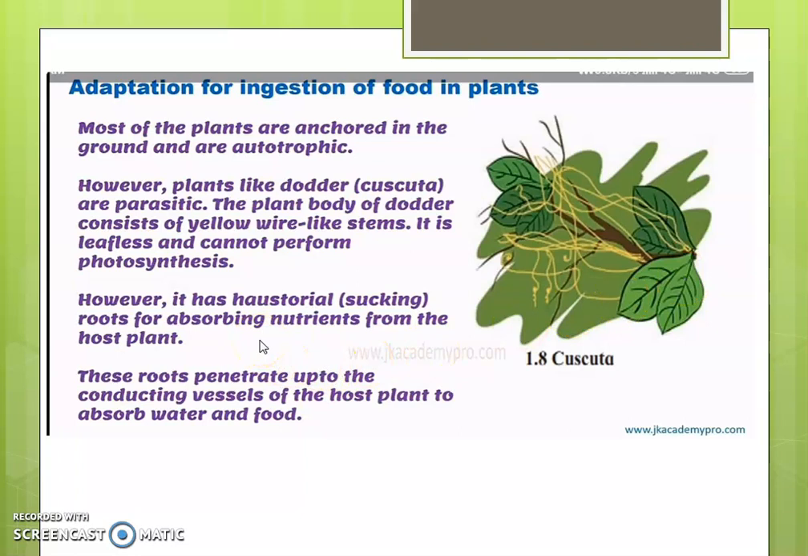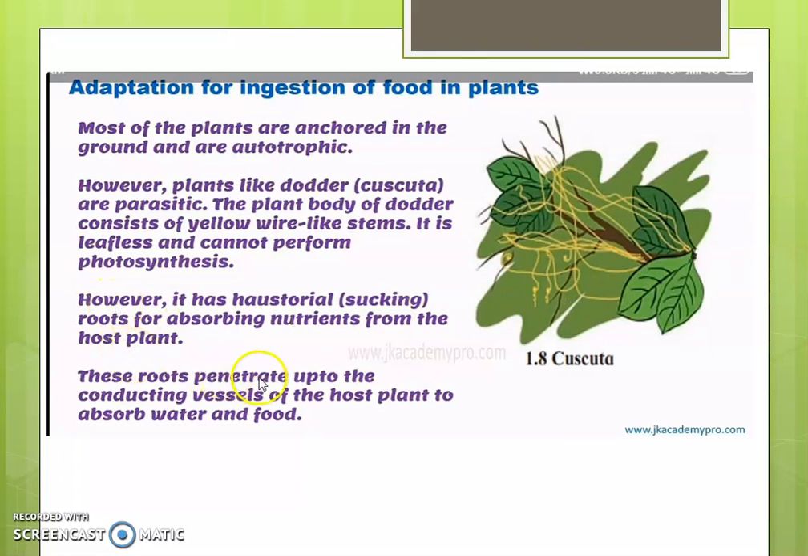However, it has haustorial sucking roots for absorbing nutrients from the host plant. Now, which is the host plant? This green colored plant is the host plant, which is preparing its own food. And can you see this tiny wire-like plant, yellow in color? It is parasitic and it is depending on this green plant for the food, and its roots are actually sucking. What does it suck? It absorbs nutrients from the host plant.